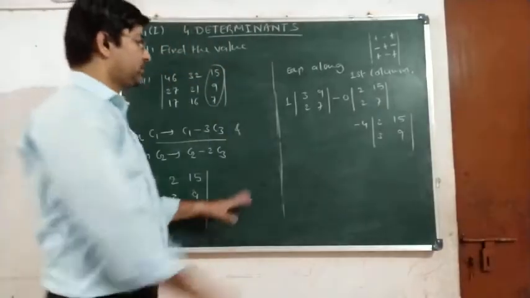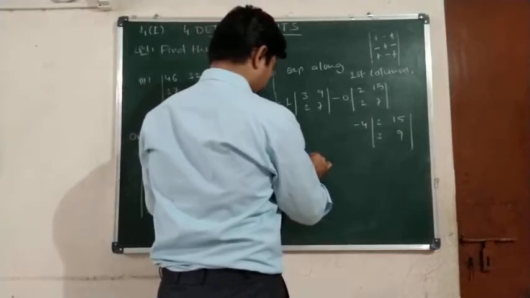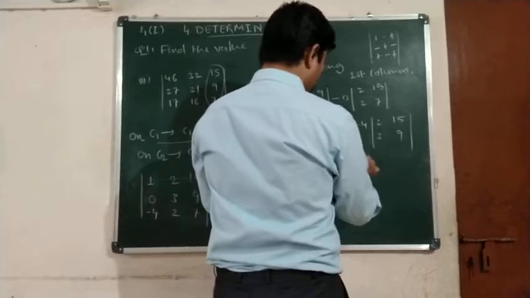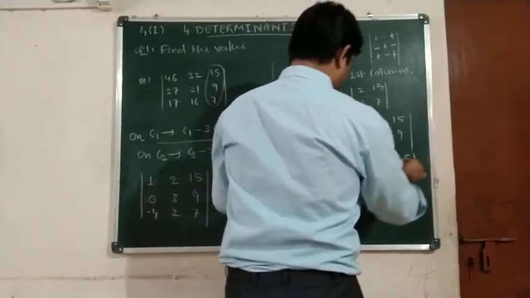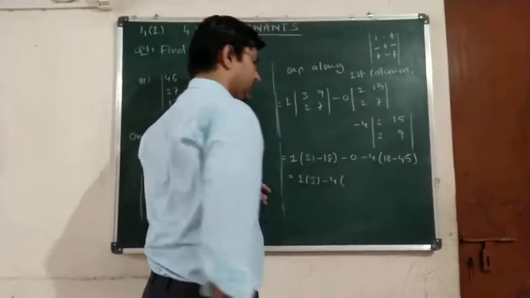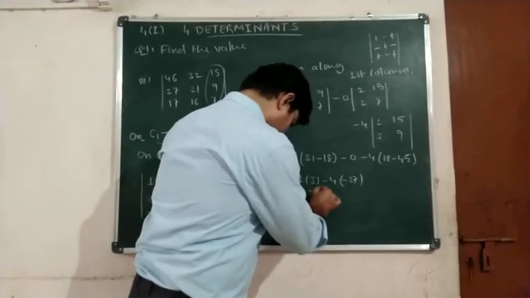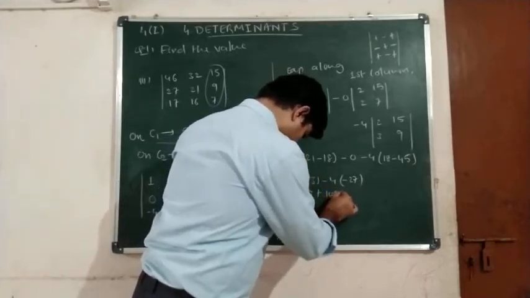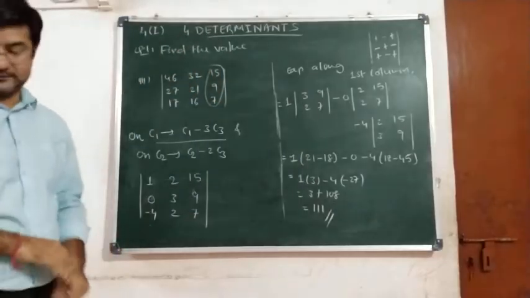Now we know how to solve these 2 by 2 determinants. So 1 into 9, 7 3s are 21 minus 9. 0 into any value will be 0, minus 4 into 9 2s are 18, minus 15 3s are 45. So here 1 into 3 minus 4 into minus 27. So 3 plus 27 4s are 108, so 111. This is the final answer.